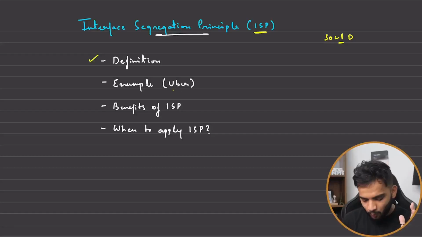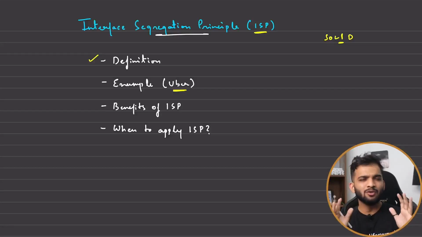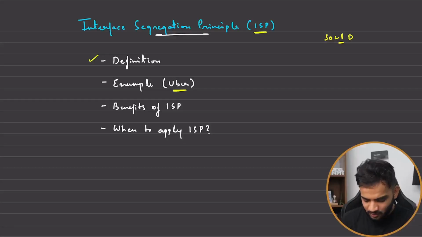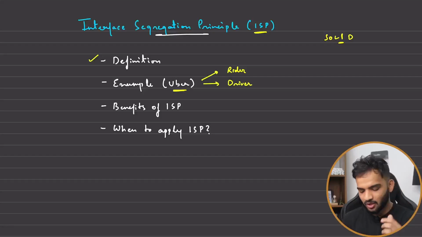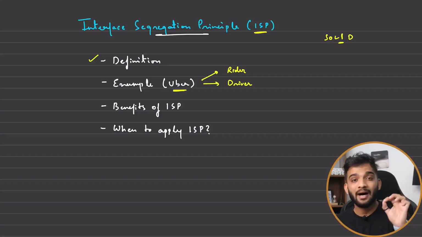I'll take the example of Uber. When I talk about Uber, primarily we have two high-level components that drive Uber. The first one is the rider, who's going to book the ride, who's going to pay for the ride. The next one is the driver with the cab, who's going to take the rider and have the ride and other stuff. So on a higher level, we have majorly two components. I'll be taking these two components to explain ISP.